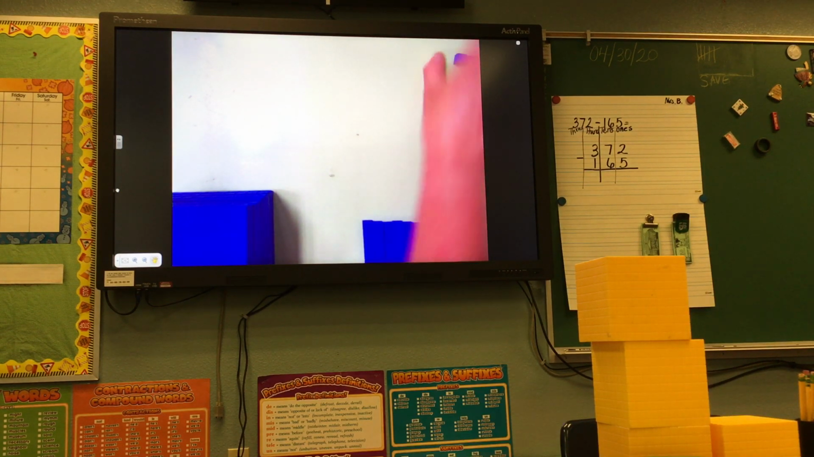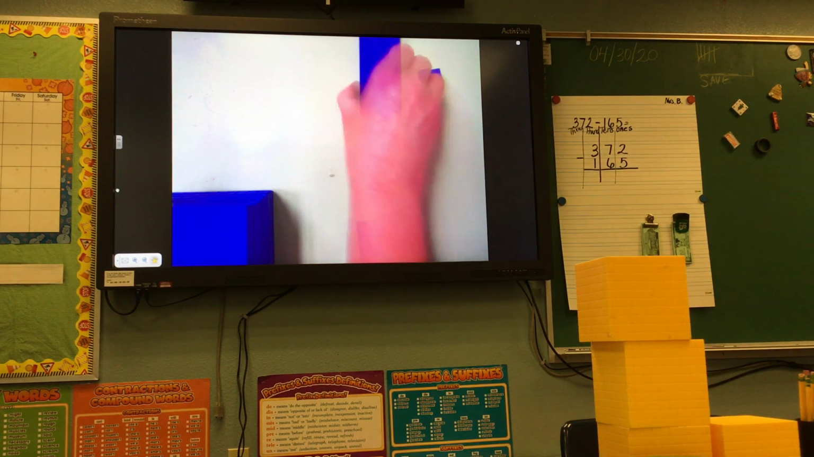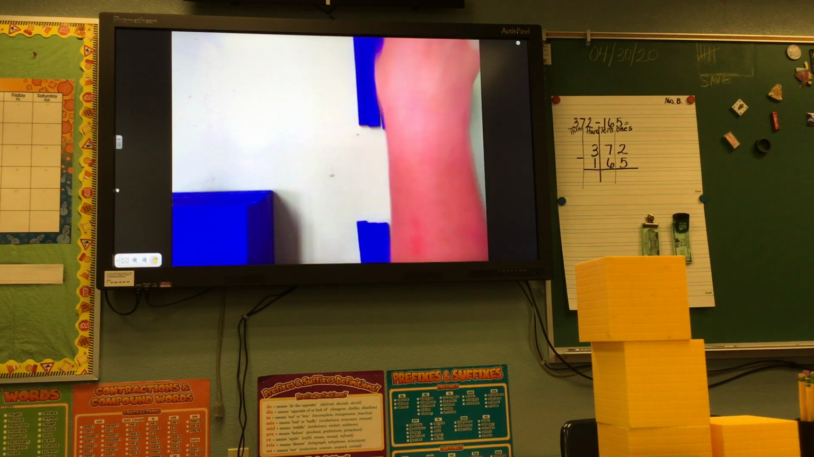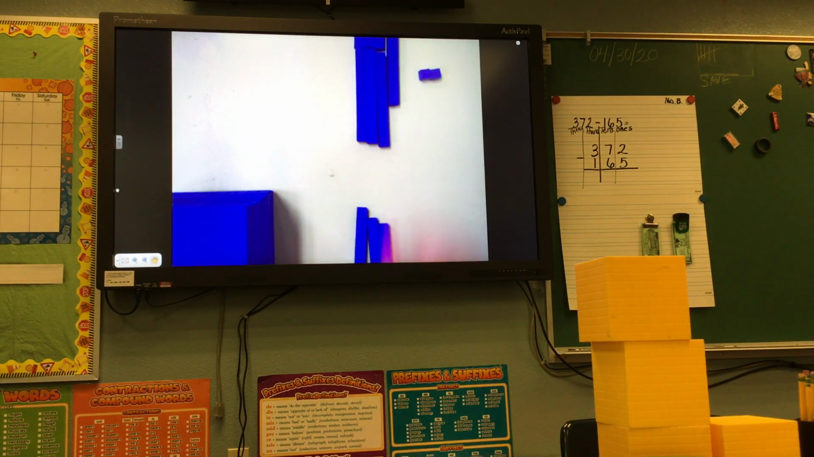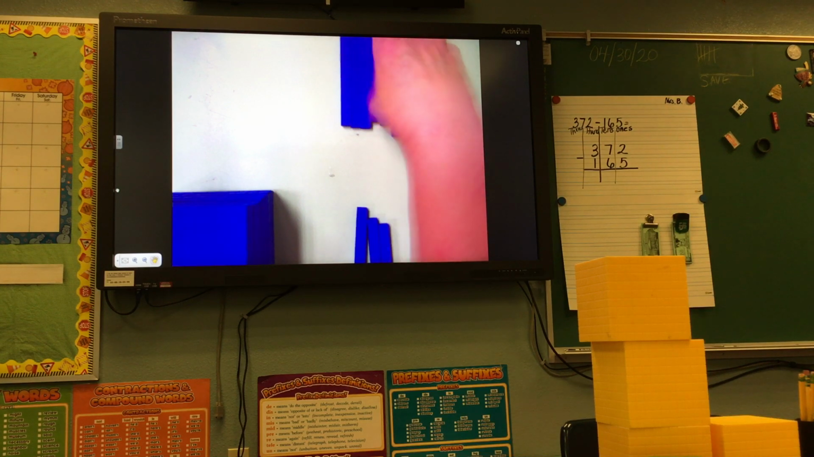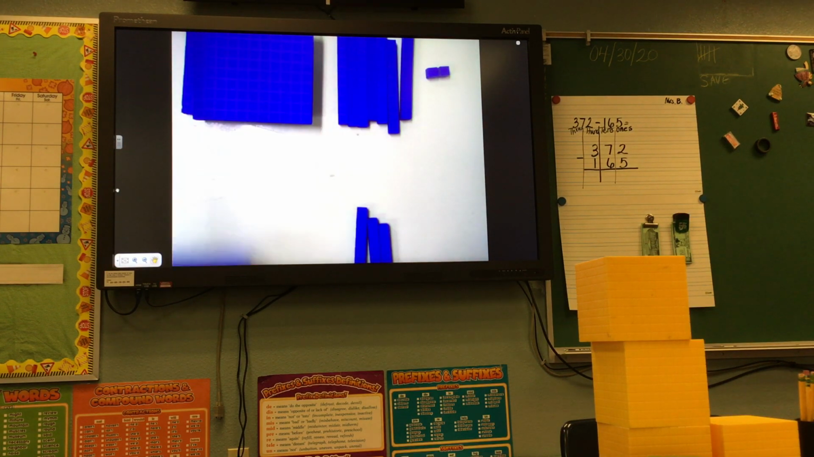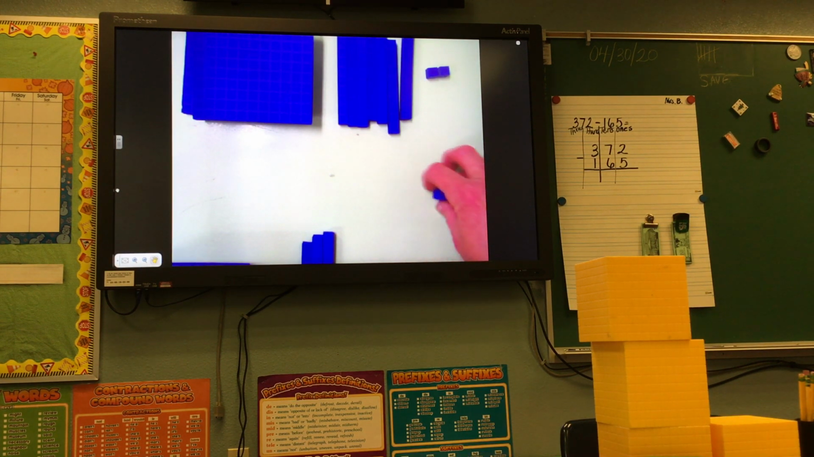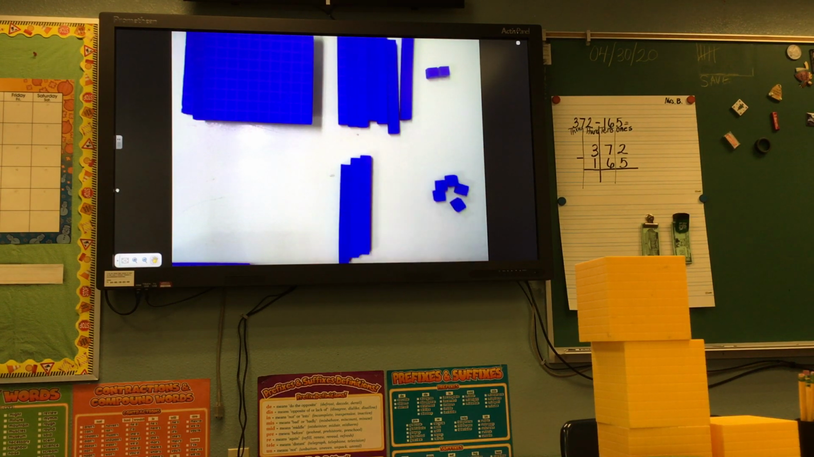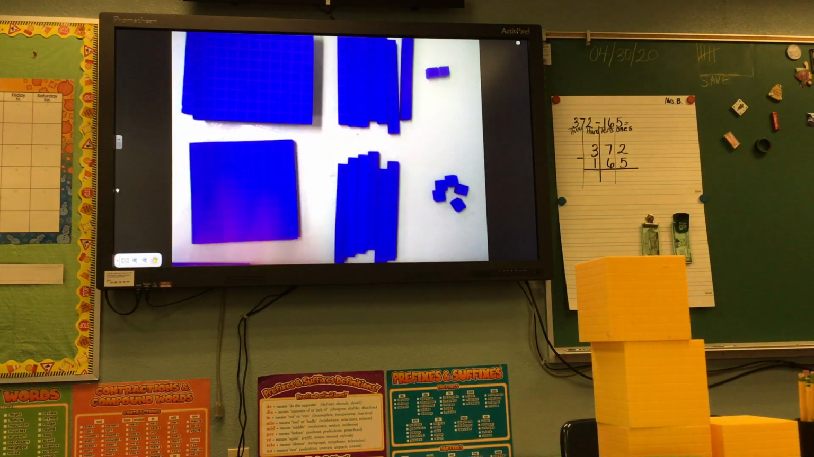372, okay. Here's my 2 ones for the 372, and I had 4, 5, 6, 7 tens. I had 7 tens, and I had 3 hundreds. 1, 2, 3. Okay, now let's look at the numbers at the bottom. I had 5 ones down here. 5 ones. I had 6 10 sticks, so there's 6. And I had 1 hundreds flat.